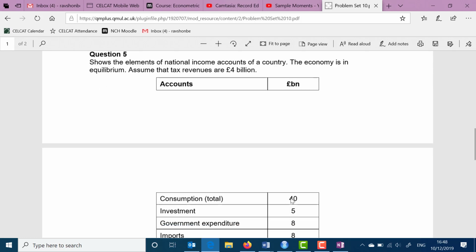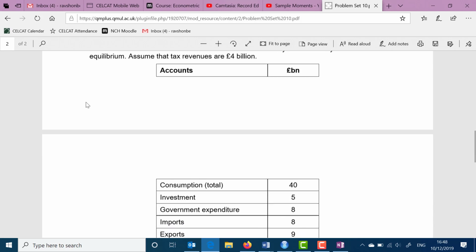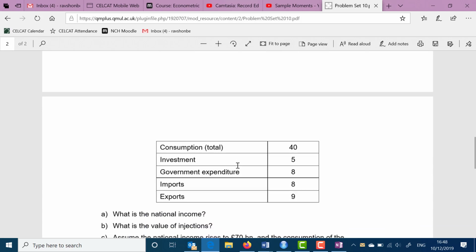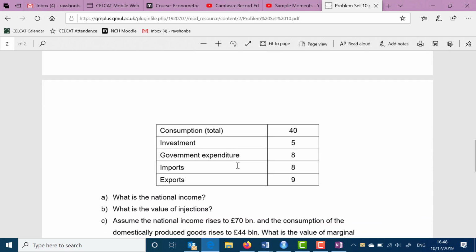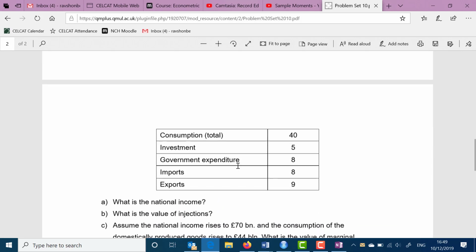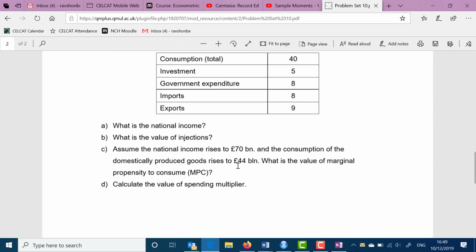So let's read this. This table shows the elements of national income accounts of a country. The economy is in equilibrium. Assume that tax revenues are 4 billion. Right, so this is something we've done last week. And consumption here is total, that includes domestically made products and imported products. Investment is 5 billion. Government expenses 8 billion. Imports are 8 billion. Exports are 9 billion. Now, you will help me with this, guys. So, do we need anything from above? Nothing, yeah? That's it. Tell me what is the national income in this case.